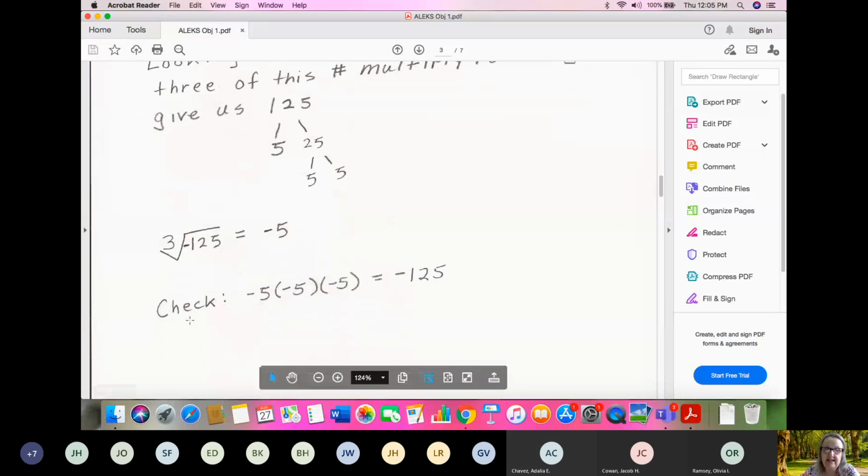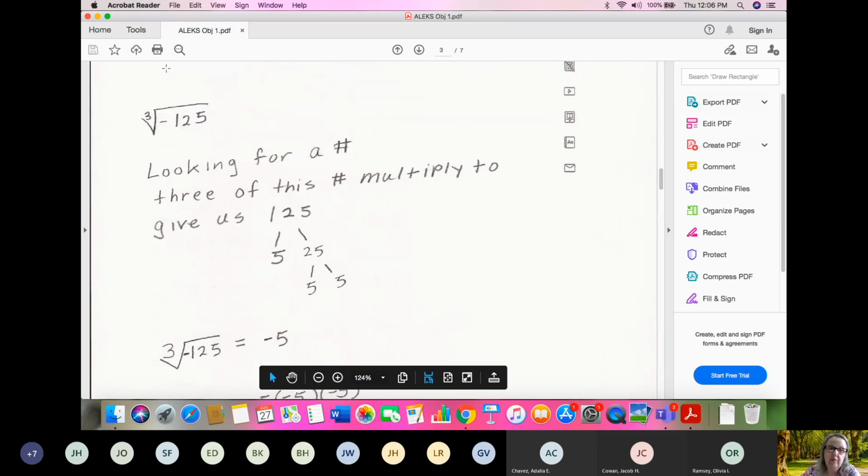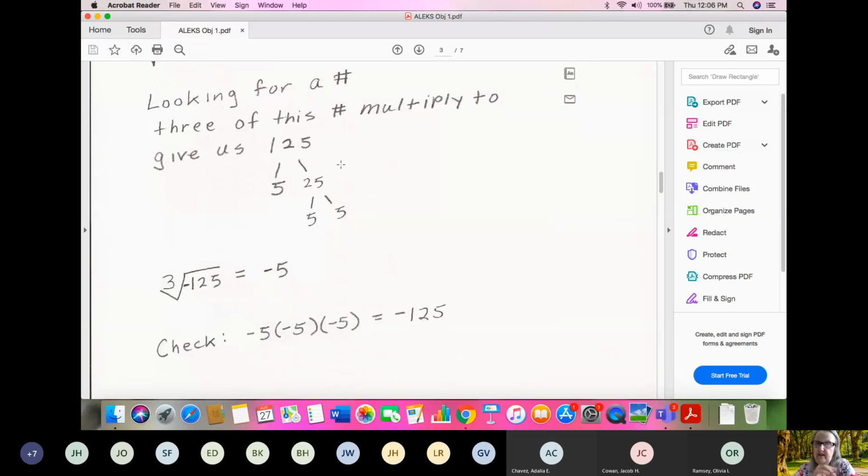Now, we can check that by going backwards. We want to take 3 of these negative 5s and multiply them together to check. Negative 5 times negative 5 times negative 5. Negative times negative is a positive, but we have this lonely negative sign here, so the answer is going to be negative. And 5 times 5 times 5 is 125. And that is what we were given inside the cube root. Does that make sense? Anybody have any questions on this particular topic?